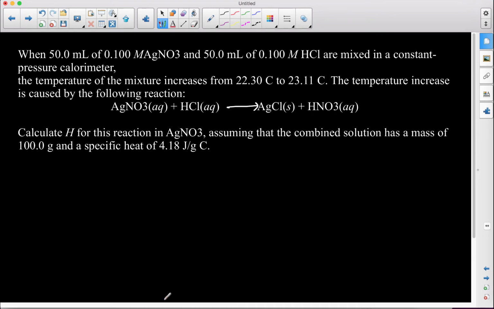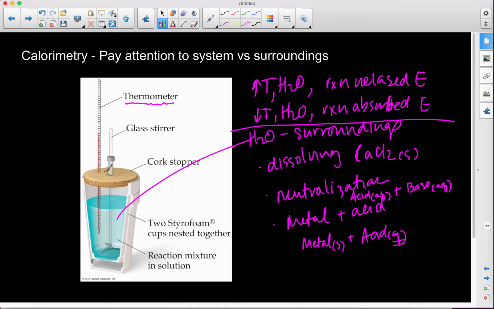Okay, let's do a problem. Really important that we track our sign, just like we talked about in that other problem. So let's go ahead and read it. We have 50 mL of 0.1 molar AgNO3 and 50 mL of 0.1 molar HCl mixed in a constant pressure calorimeter. Constant pressure calorimeter. Going back to this one, we do have a cork stopper on here, but it is still basically open to the atmosphere, because we're not completely sealing it in like a bomb calorimeter, for example.